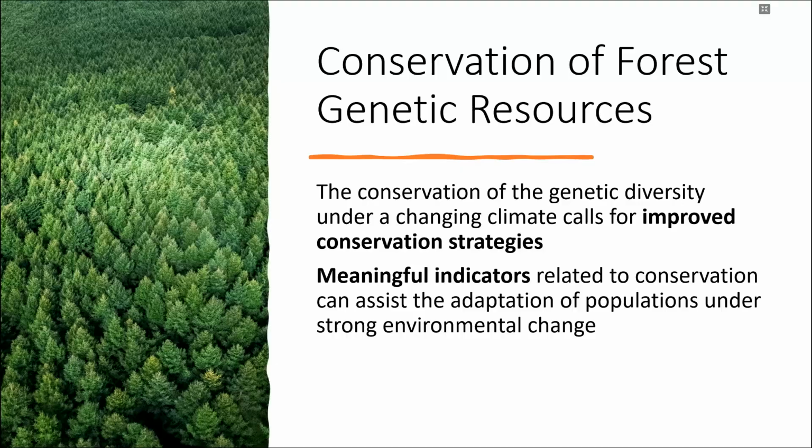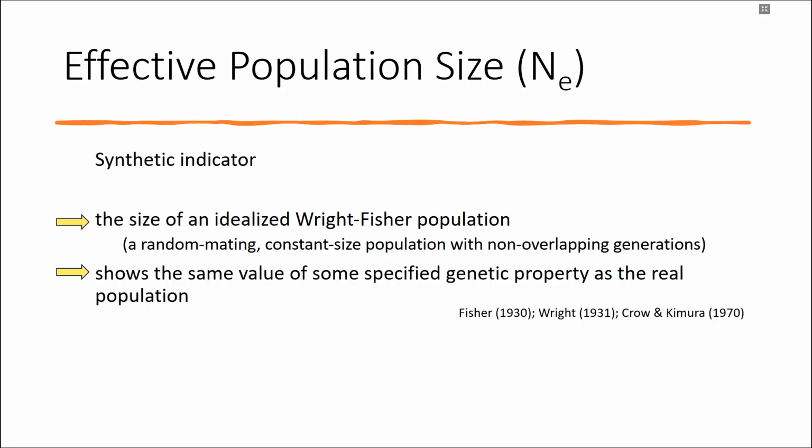So first of all, we need improved conservation strategies. And to do that, we need meaningful indicators in order to assist the adaptation of the populations due to climate change. And thanks to Mariana that presented that before, effective population size is one synthetic indicator that, of course, is puzzling, as we have seen already in this room, the scientists and the constraints. So are there any constraints?